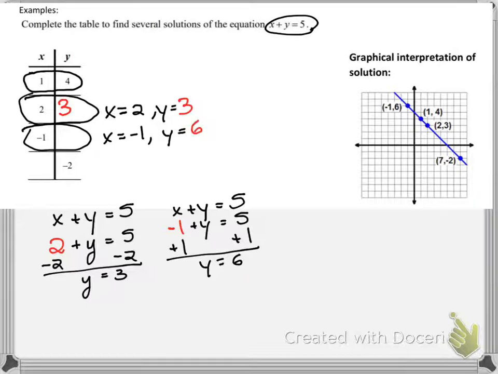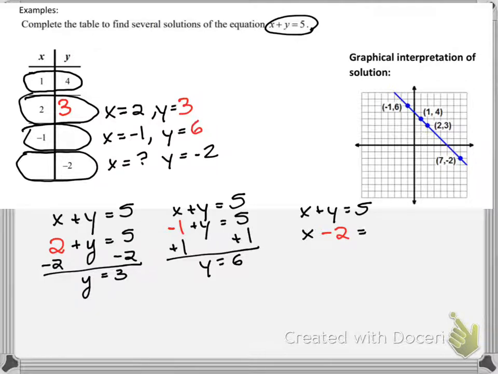Okay, how about the last row in this table? Here we have a blank and then -2. So we're trying to find x when y is equal to -2. Again, we write down the equation here and put -2 in place of y this time. So we have x minus 2 equals 5. We need to add 2 to both sides, and we find out that x is equal to 7.